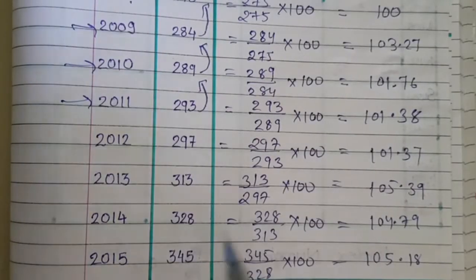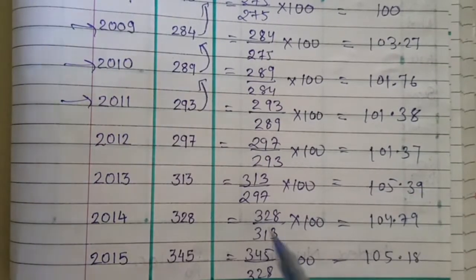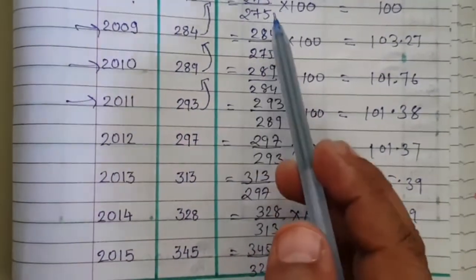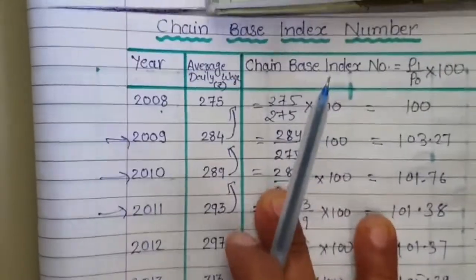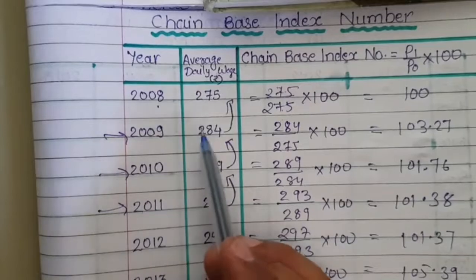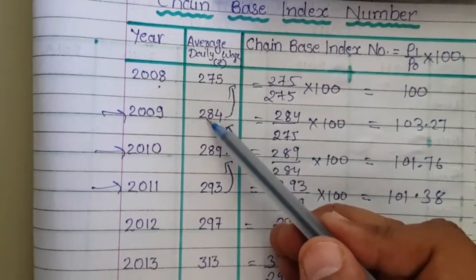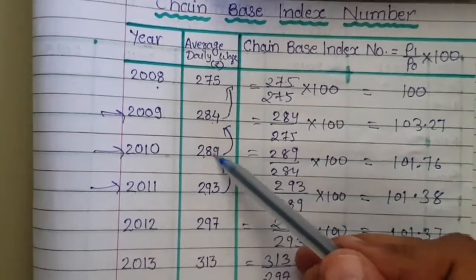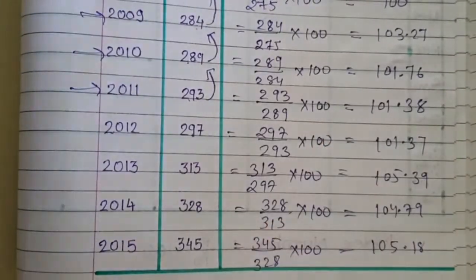So in the same way, we can find the chain base index number for the rest of the years. Every year, you can see that the base year is taken as its preceding year. Up to 275, we don't have the average daily wage of 2007, so we had taken the same. But from 2009, every year, the price of the base year is changed: 289 upon 275, then 289 upon 284, 293 upon 289, 297 upon 293. In the same way, we can calculate the whole sum.